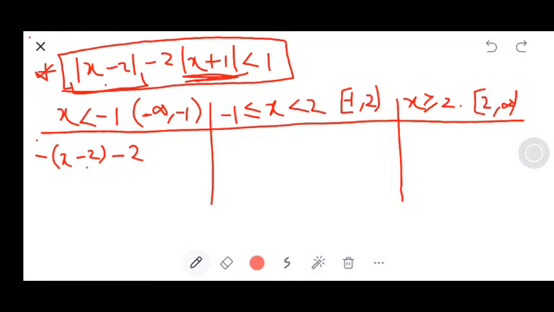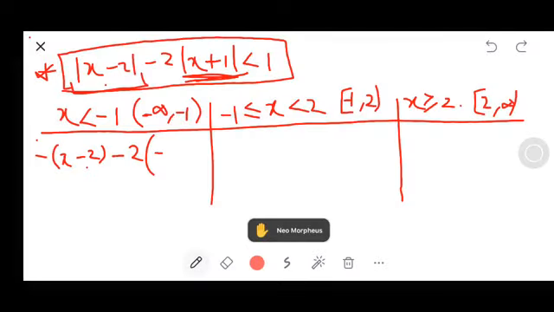So I'm going to write my negative of x plus 1.